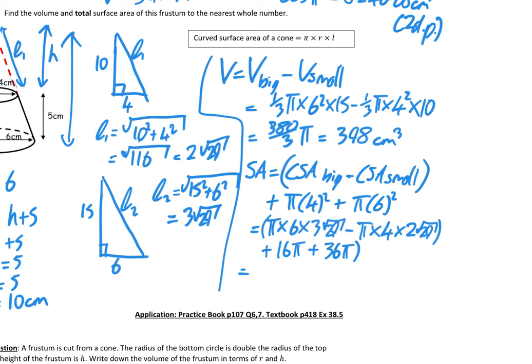So we've got pi times 6 times 3 times root of 29, then minus pi times 4 times 2 times root of 29. Okay, and then just plus 16 pi plus another 36 pi. Put that all into the calculator, press equals. What I have got is 332.5, so I'm going to say it's 332 centimeters squared, and that is to the nearest whole, as was my volume earlier on. And that is it, done.